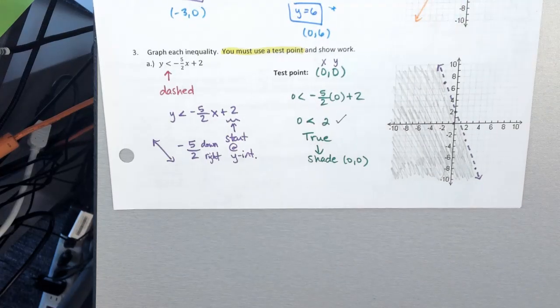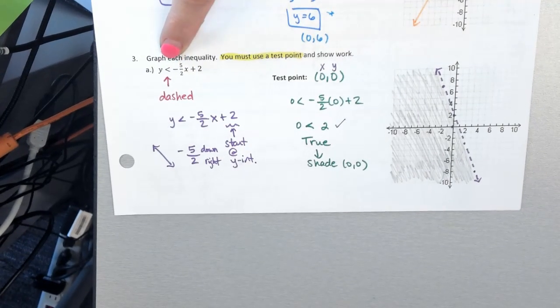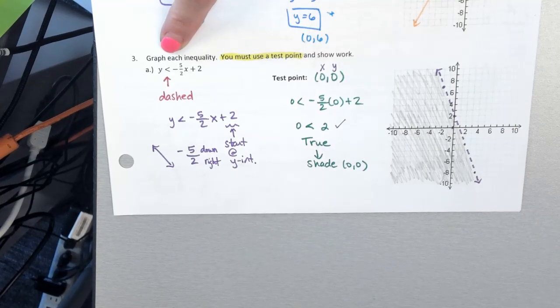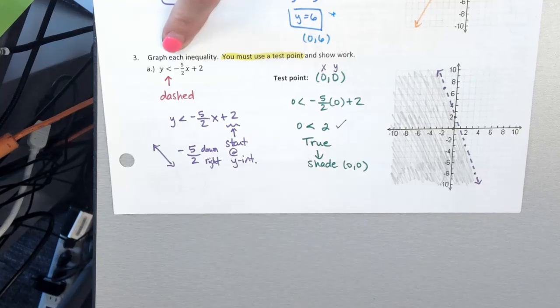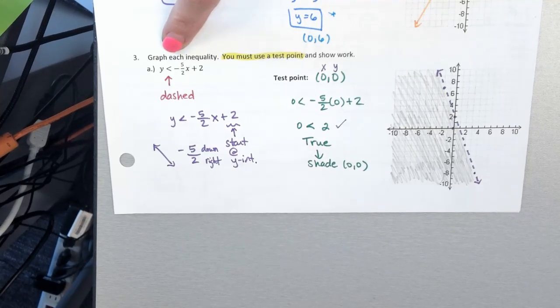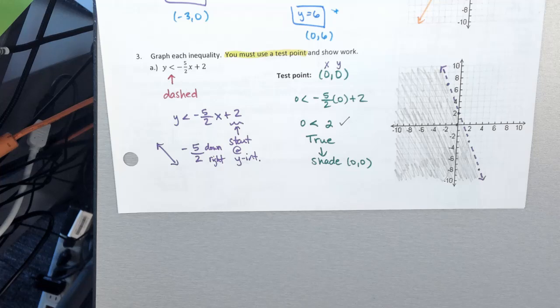Okay, for number 3, you're going to graph each inequality, and then you have to use a test point and show your work. So this is something we talked about on our homework as well, making sure that you have that. Okay, and some of my work, I'm going to have more than what you need because I'm explaining it to you. I think it's helpful to identify and write out right away whether it's dashed or solid, okay, because it's easy to forget that it's dashed when we're so used to graphing solid lines. And then we're going to start at the y-intercept and then use our slope to find our other points. Okay, so I explained that in my work as well.